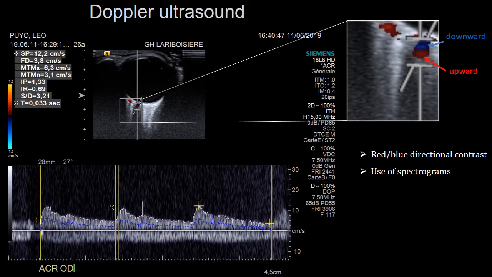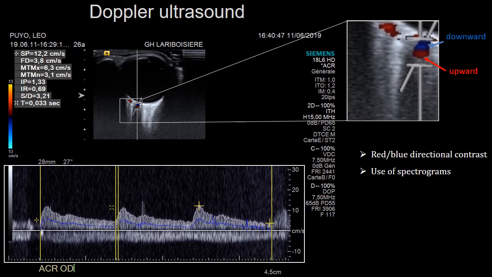Now the second thing that is really helpful in Doppler ultrasound is the use of spectrograms, because it is what really allows us to make quantitative velocity measurements in absolute units. In this rectangle here, you can see that the velocity can be estimated in centimeters per second.